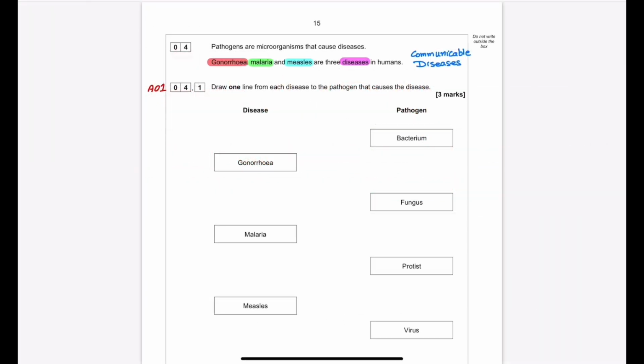Question number 4. Pathogens are microorganisms that cause diseases. Gonorrhea, malaria, and measles are three different diseases in humans. 4.1 is an AO1 question and it is from communicable diseases. Draw one line from each disease to the pathogen that causes the disease.